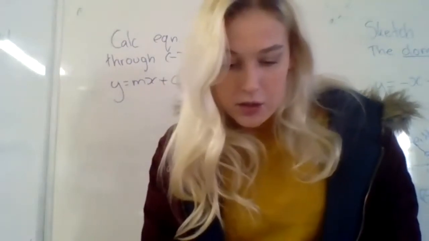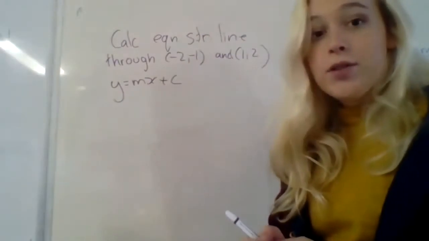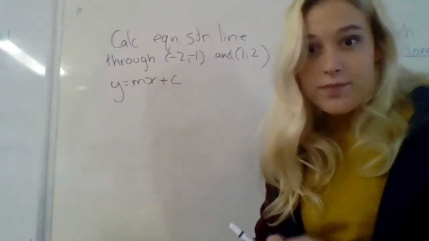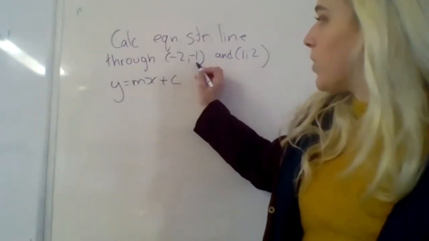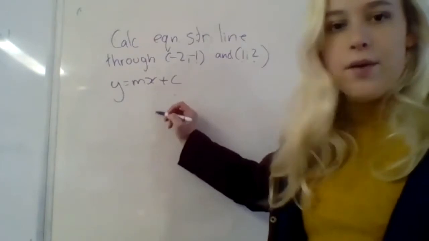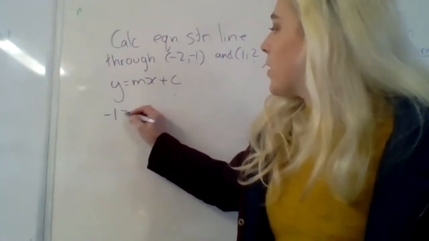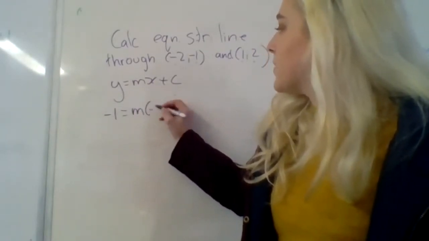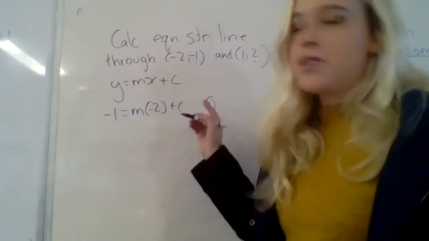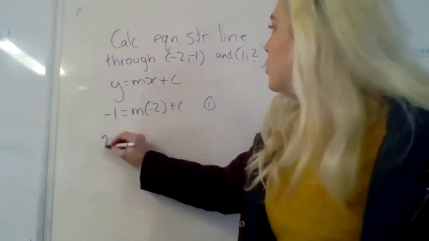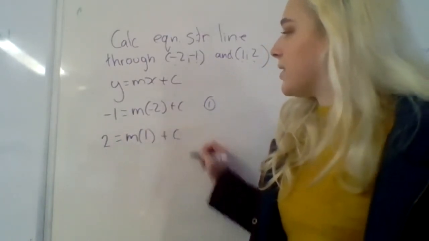We can solve it by doing simultaneous equations. That's one option, so let's do that. We can substitute our 2 points into our equation. So our first equation will be -1 equals m times -2 plus c. And for our next equation, I'm going to plug in my second point: 2 is equal to m times 1 plus c.